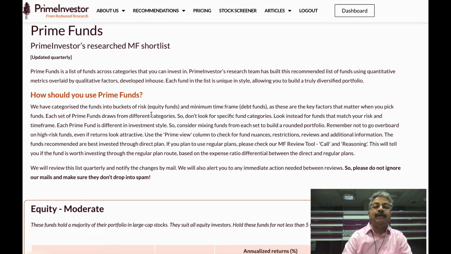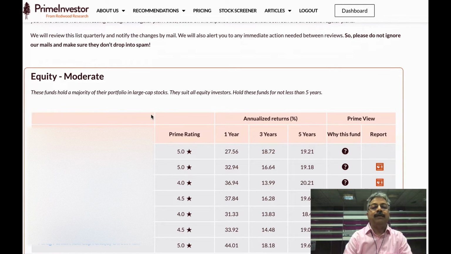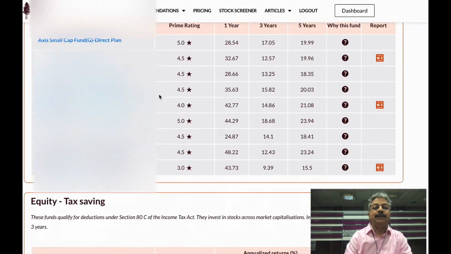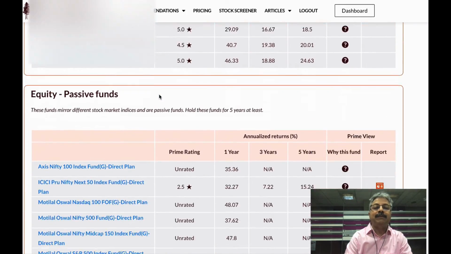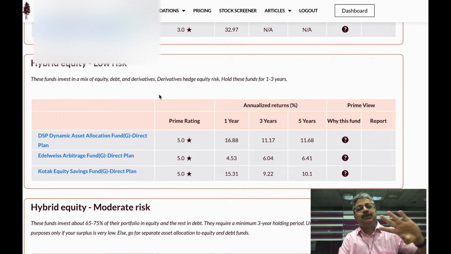So for example, when it comes to equity mutual funds, we have equity moderate funds, and then we have equity aggressive funds. And beyond that, we have tax saving funds, passive funds, and we go to hybrid funds. In terms of SEBI categorizations, there are probably 8 or 9 different equity fund categories, but we just use like 4 categories to communicate our preferences to you.